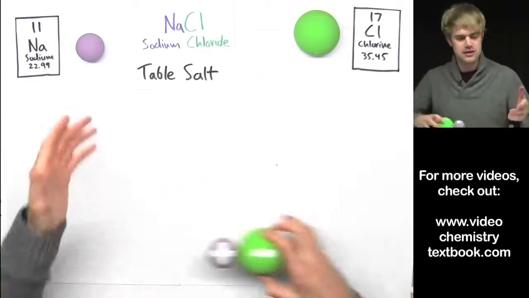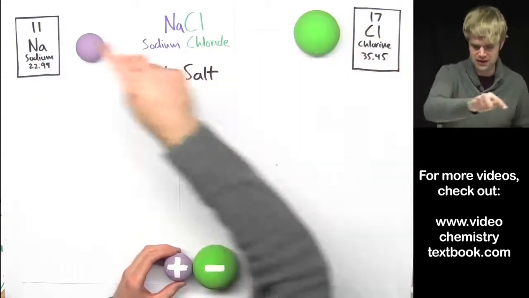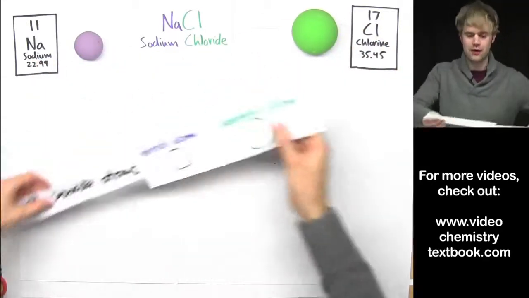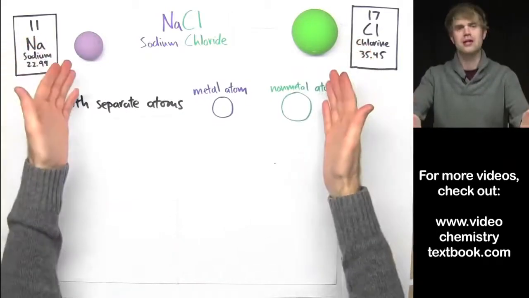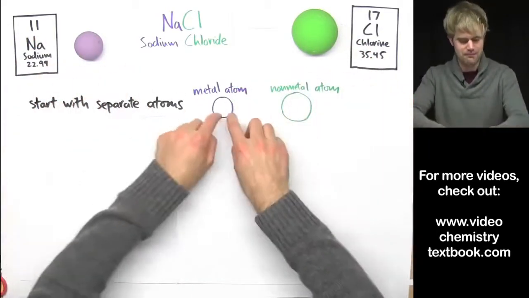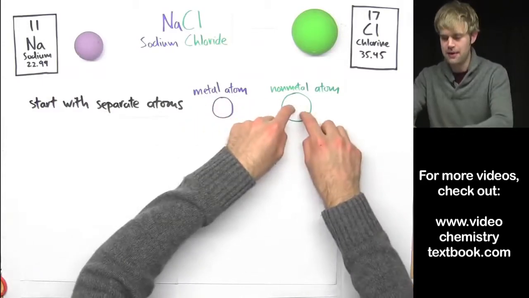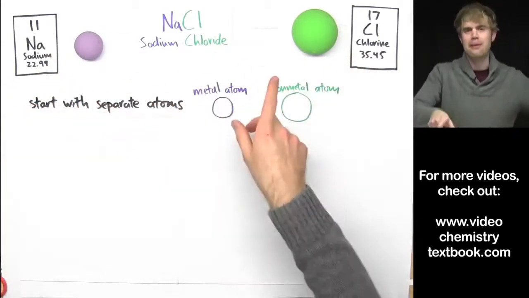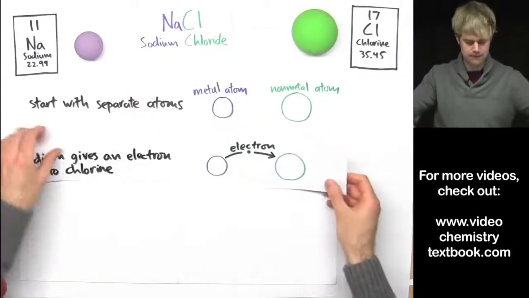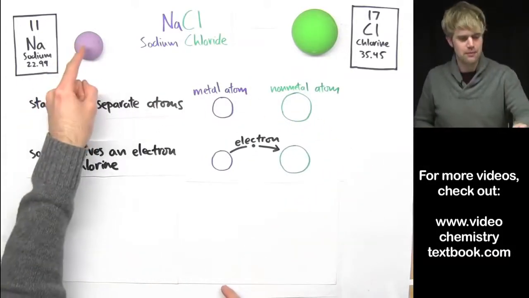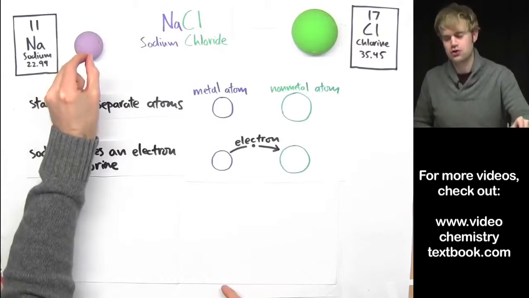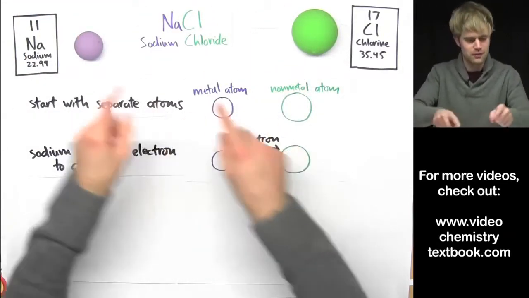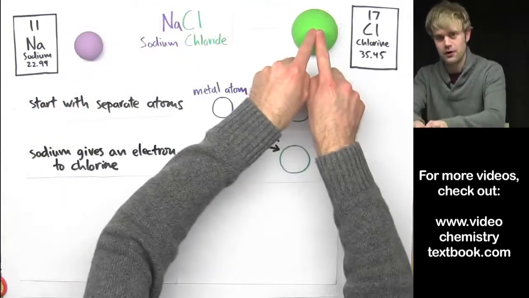Okay, so let's look at the steps that we have to take to go from this to this. The first step is pretty much what I got right here. We're starting with two separate atoms that aren't connected. We got the metal atom, the sodium here, and the non-metal atom, the chlorine, over here. Now the first thing that happens on the road to an ionic bond is that the sodium atom gives one of its electrons to the chlorine atom. Here's the electron moving between the two of them from the sodium to the chlorine.